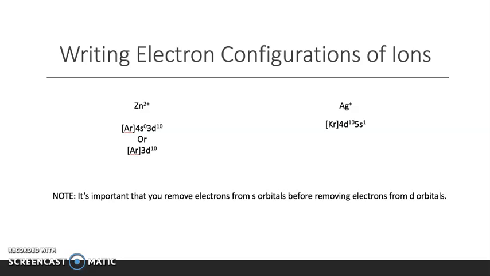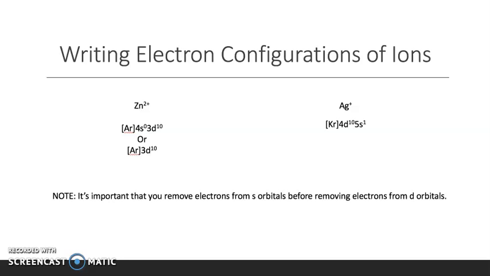So that means we're going to use the shortened way of writing this again. So we write argon first, and then we remove 2 electrons. And in this note, I pointed out that we remove electrons from s orbitals before d orbitals. And because of that reason, our new electron configuration would be 4s0 3d10, or an easier way of writing it would just be Ar 3d10.